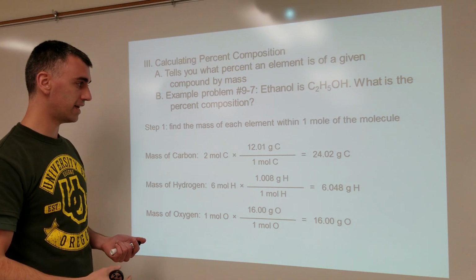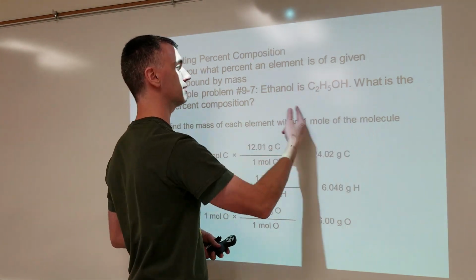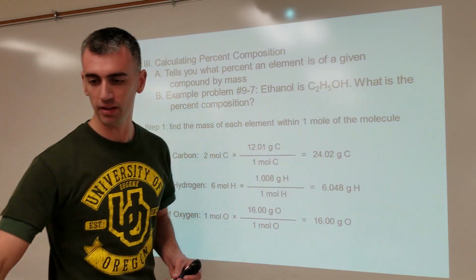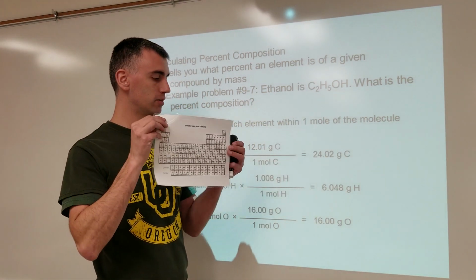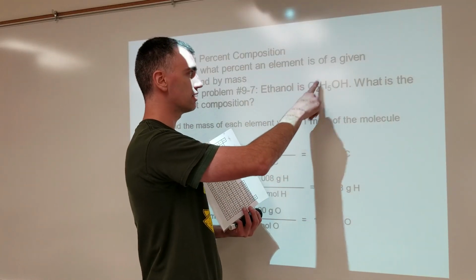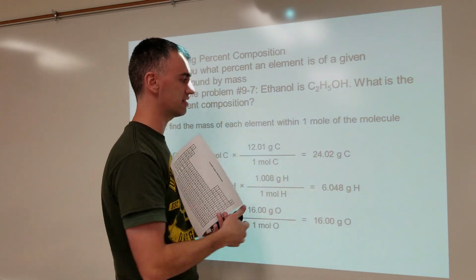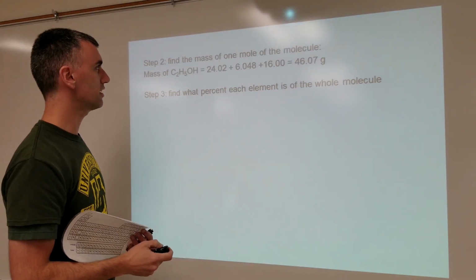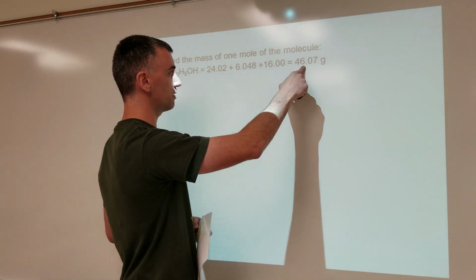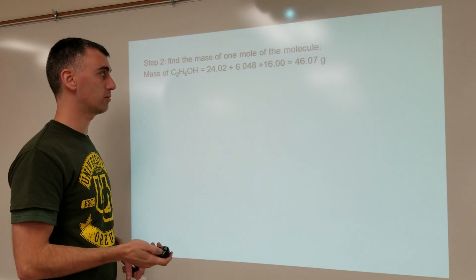Once we have that, we're going to compare the mass of just the element to the mass of the entire molecule. So you've got to grab the periodic table and use it to figure out the mass of the entire molecule. Well, that's the mass of 2 carbons plus 6 hydrogens plus 1 oxygen off of here. In other words, you just add these together. That gives you the entire mass of the molecule, or I should say the entire mass of a mole of the molecules.